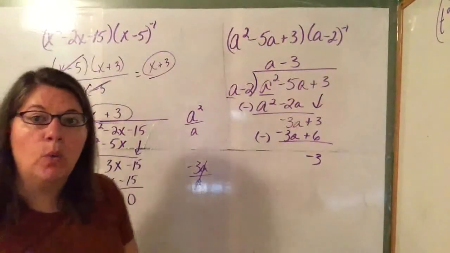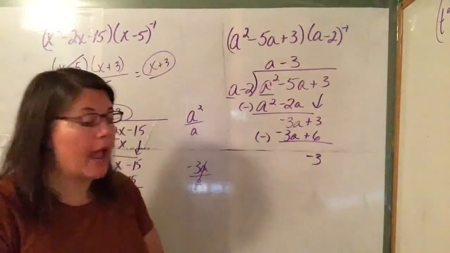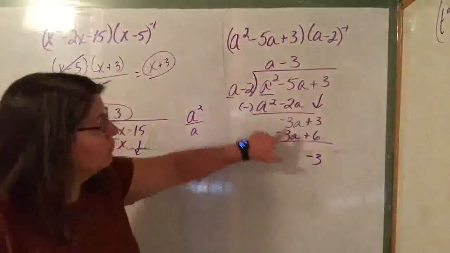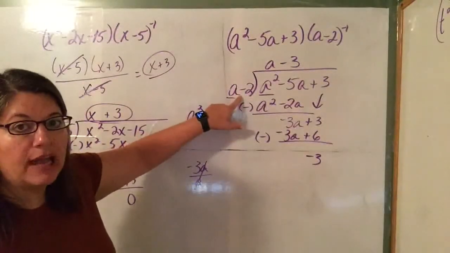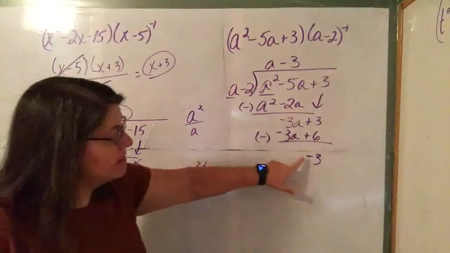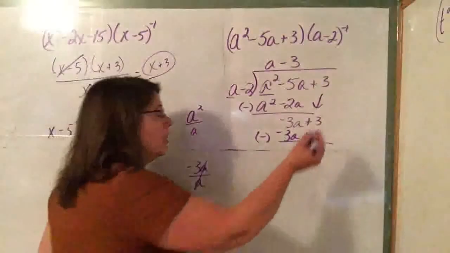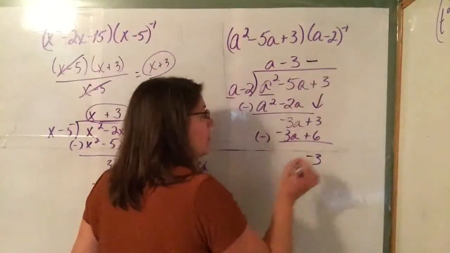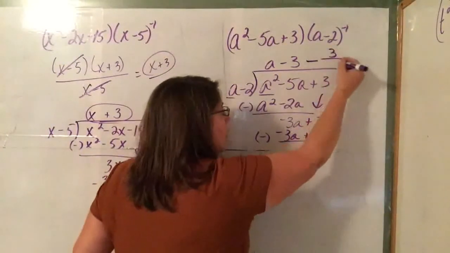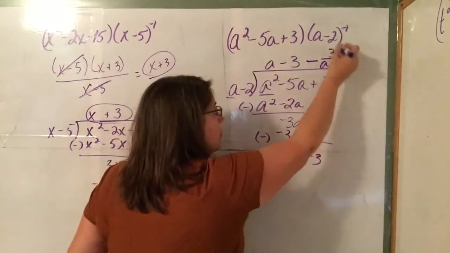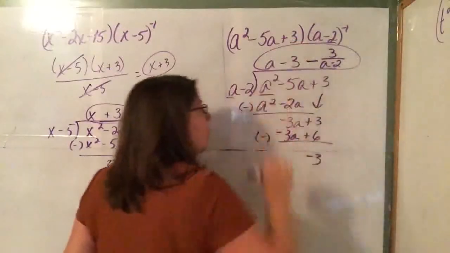So remember, when we did the long division with numbers, our remainder went over top of our divisor as part of our answer. Since this is a minus 3, we're going to say that this is a minus 3 over our divisor, a minus 2. This would be my answer.